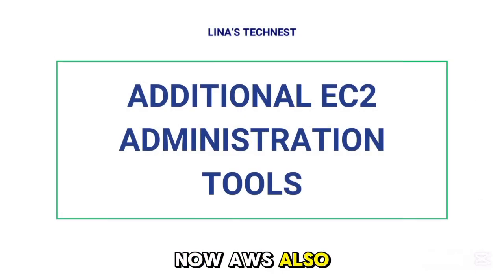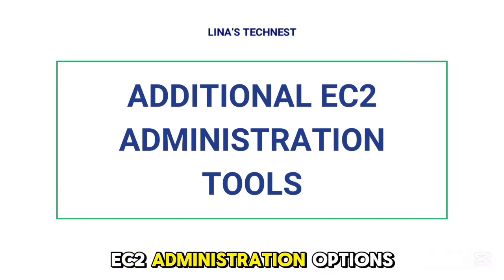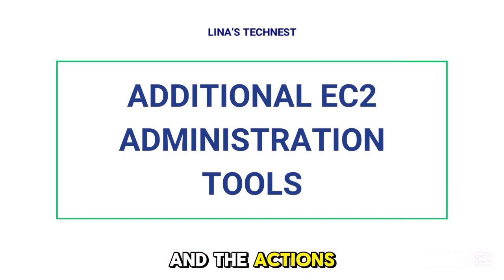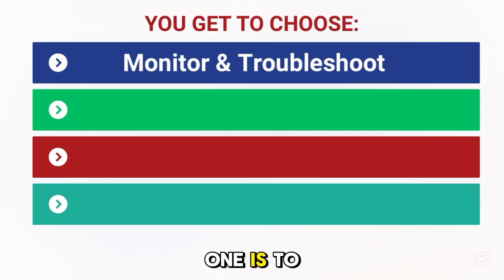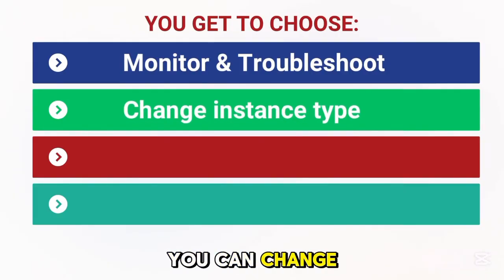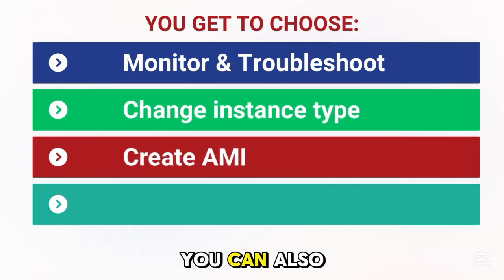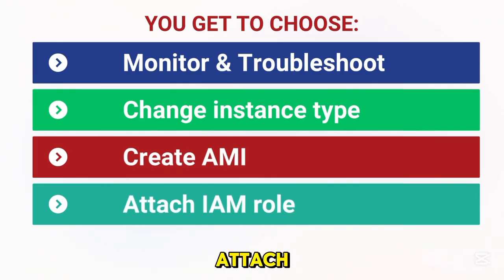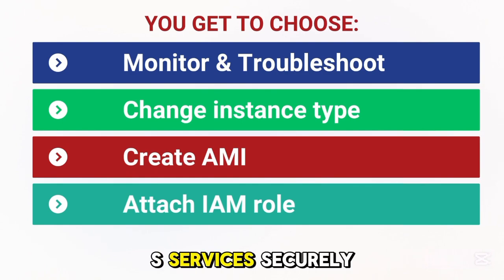Now, AWS also provides additional EC2 administration options and actions in the EC2 console. One is to monitor and troubleshoot. When you click on it, here you can view your instance logs and metrics. You can change the instance type through here by upgrading the CPU or the RAM. You can also create an AMI from it by taking a snapshot for backup and disaster recovery. You can also attach an IAM role to assign a permission to allow EC2 to interact with AWS services securely.